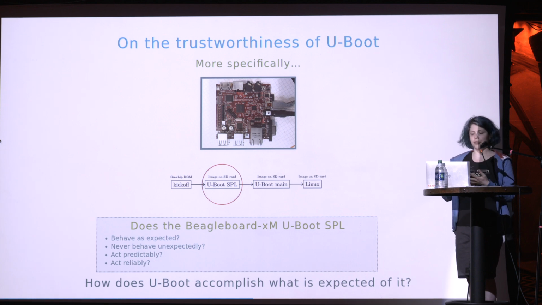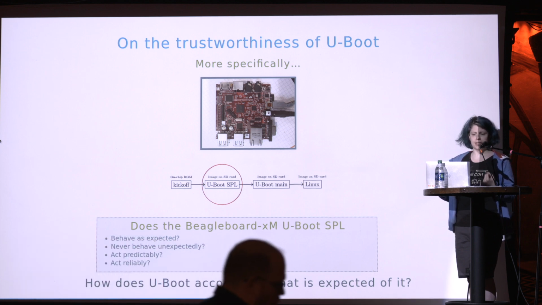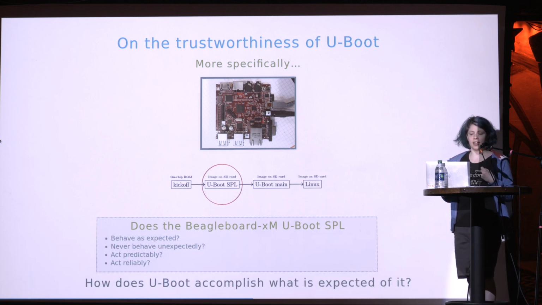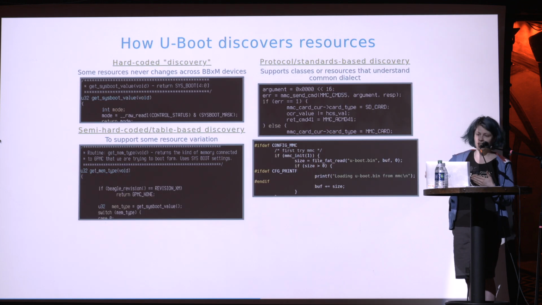While looking at this, I was wondering, does this bootloader always behave as expected? Does it never behave unexpectedly, and act predictably and reliably? And how does U-Boot accomplish what is expected of it within the context of behaving as expected and never behaving unexpectedly? One of U-Boot's expectations is to discover resources.